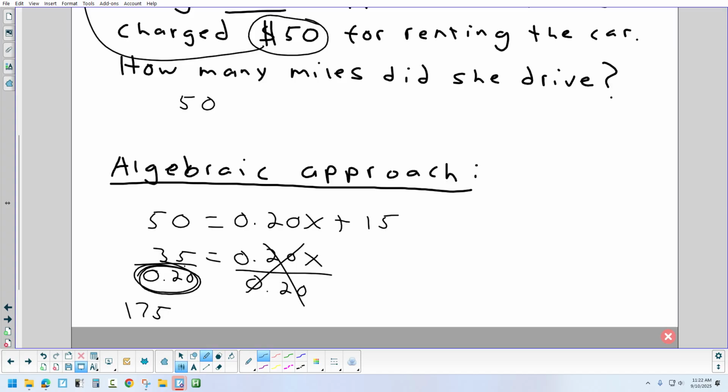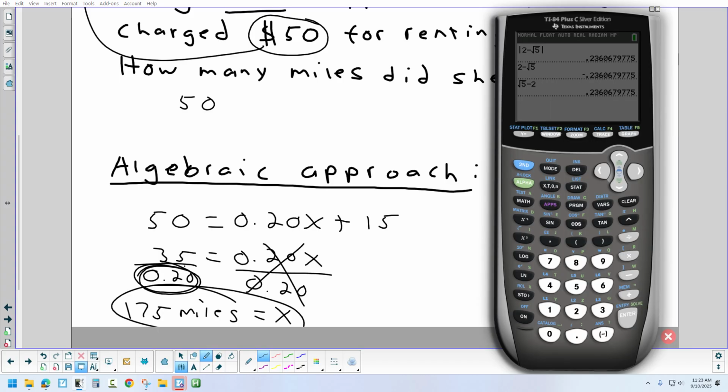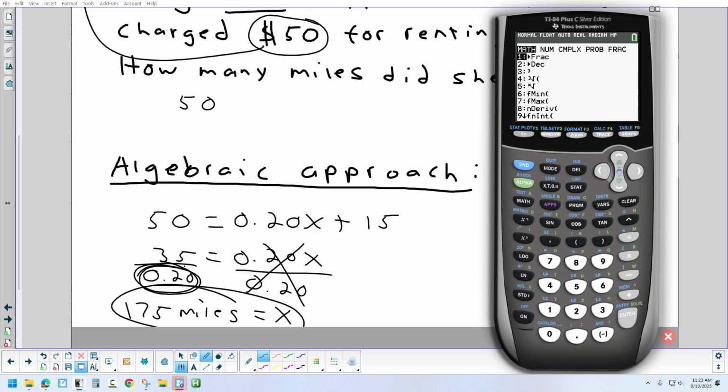Miles. X, and X represents miles. Yep. So 175 miles. Now, just kind of a side note, I'm going to show you on the calculator. If you didn't know that 0.2 was 1/5, you can type in a decimal, press math, go to fraction, and it will automatically convert a decimal to a fraction.